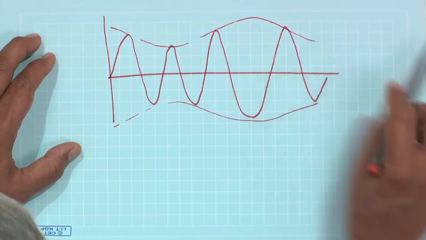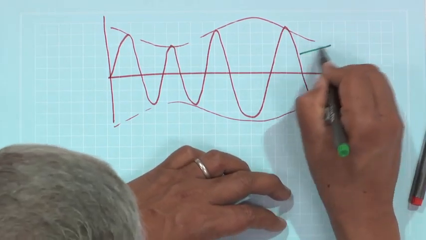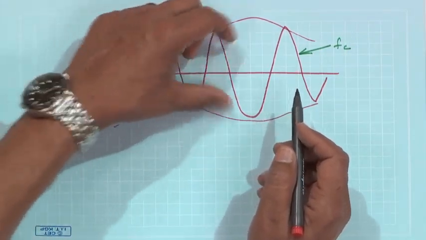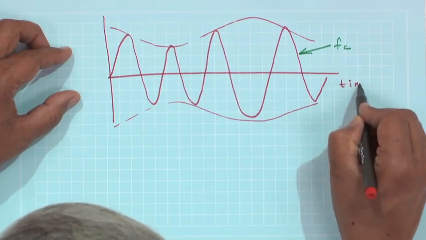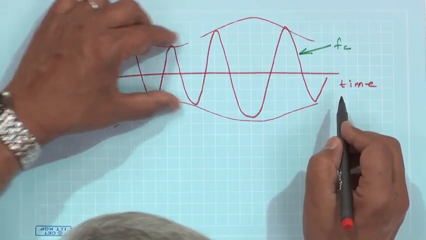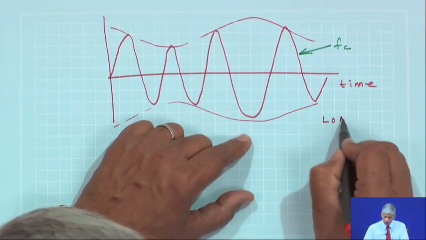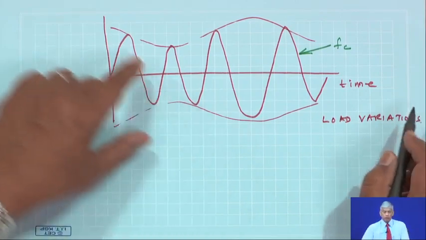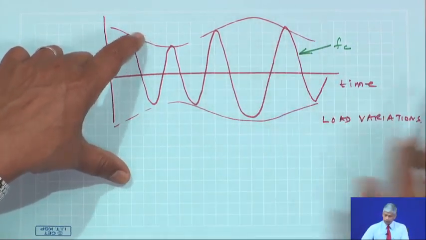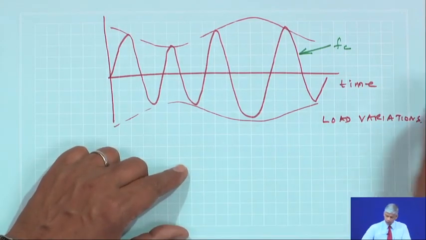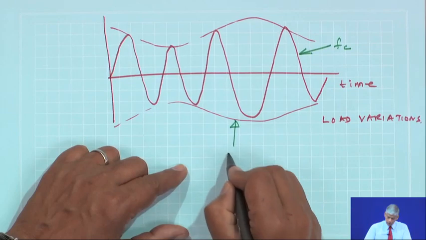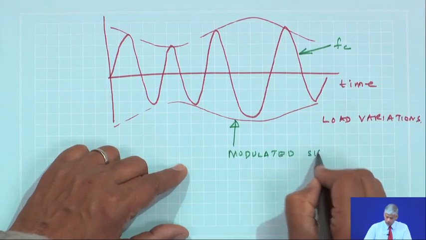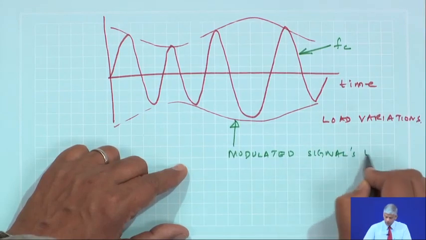and so on. So, the frequency of the signal is nothing but f c, and it is by amplitude modulating the signal. What I mean in layman terms is this amplitude is increasing, decreasing, which could be because of load variations. So, what is happening? I am conveying information as an envelope. Okay. So, this is the modulated signal's envelope.